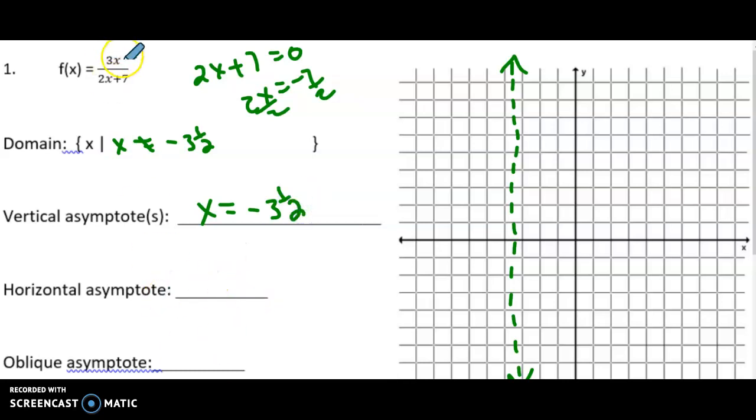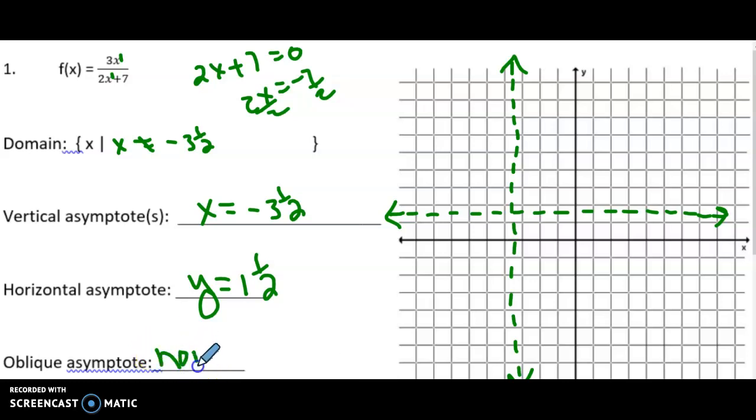Horizontal asymptote, well, the degrees are the same. So I'm going to divide the leading coefficients. There's a horizontal asymptote at y equals 1.5. Yes, you have to write y equals. Oblique asymptote, no, there is none because the degrees were the same. All right. And I'm just going to plot 2 points on the opposite sides of my vertical asymptote. When I put 0 in, I got 0. When I put -5 in, I got 5. And I'm going to let my asymptotes guide me.